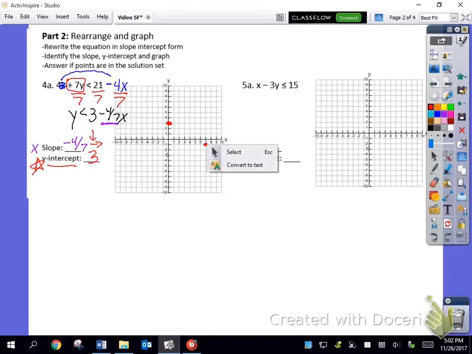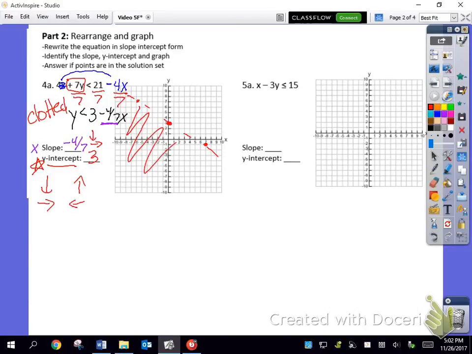The opposite of going down and to the right is going up and to the left. So 1, 2, 3, 4, and then over. 1, 2, 3, 4, 5, 6, 7. So it just helps to have more than one point. There's not a line, so it's dotted. Okay, so draw a dotted line, and then it says it is less than, so you shade underneath.